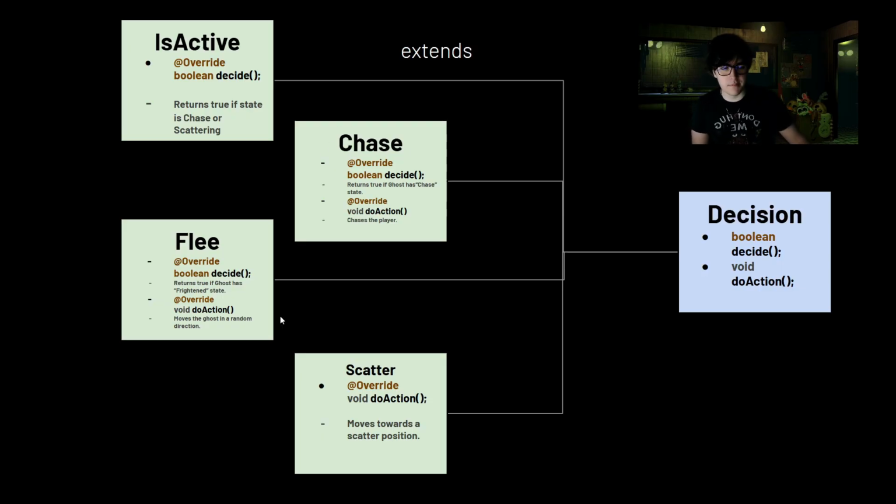And then we have scatter. It's just a do action, so this is different. This can't be used as a decision. This has to be a leaf node. If you make a class that only has a do action, that means that it will be a leaf node. And it just moves the ghost towards its scatter position, okay?